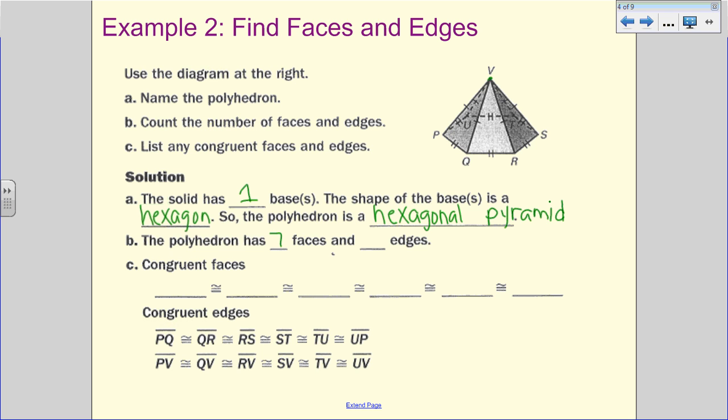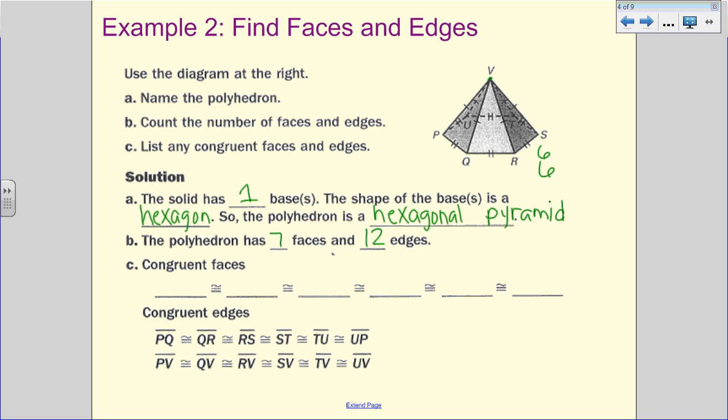1 for the base, and each edge of the base creates another face. And then when we talk about the edges, if there are 6 edges along the bottom, so there are 6 from the edges of the base, and then there are going to be 6 coming from each vertex, so 6 edges from the vertices, for a total of 12 edges. So each side of the base is going to create an edge.